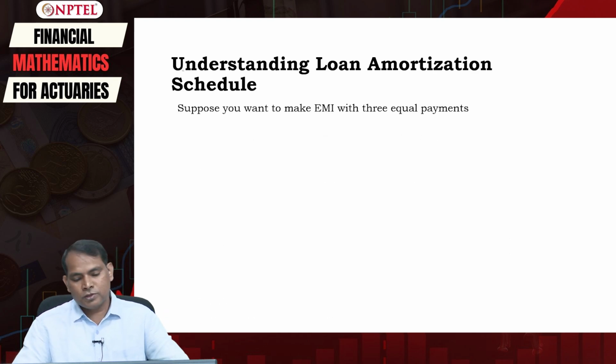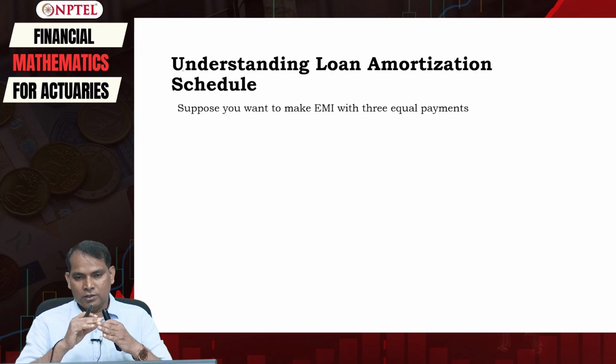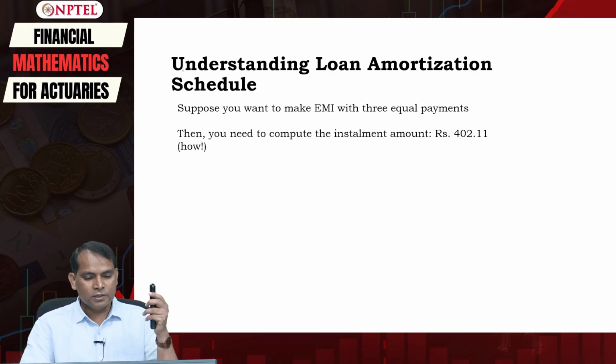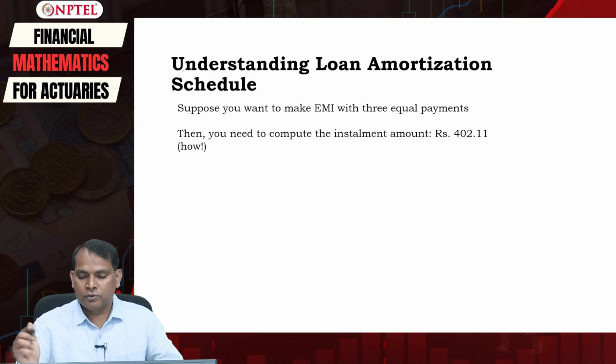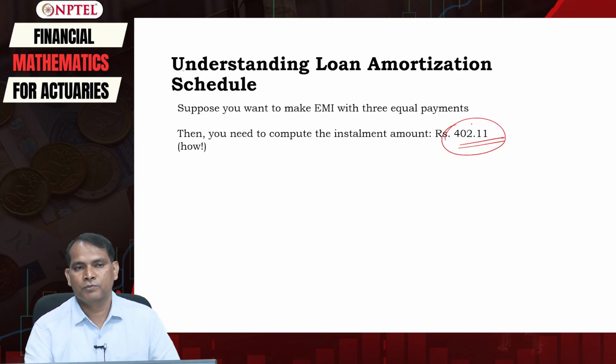Now, instead of this, you want to make an equated monthly installment type payment. That means all the 3 times you want to make an equal payment. Then how much would the installment be? Then you need to compute the installment amount, that is 402.11. Now, you need to understand how this value comes in.